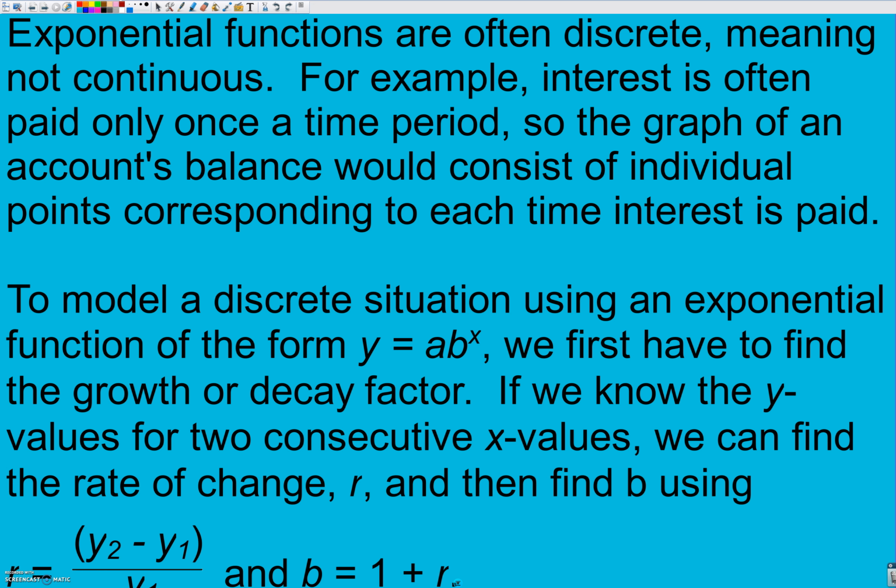Okay, that's discrete, meaning we can't connect those dots because it's not always ever going to be that point in the middle. It'll always go from what you have at the end of the month to what you have at the end of the next time they put interest in. The graph of an account's balance would consist of individual points corresponding to each time interest is paid.